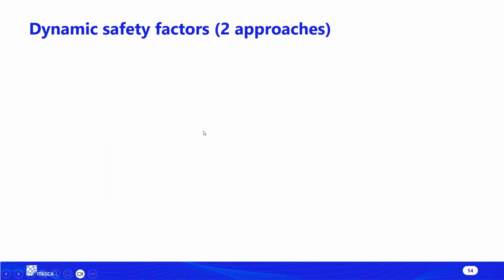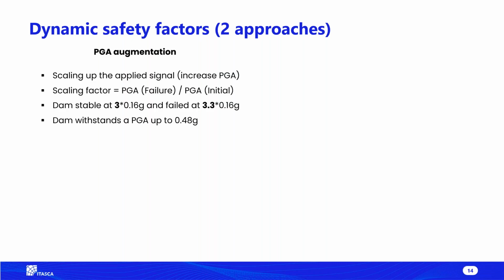Now for the dynamic safety factor calculation. Here it's used to quantify the dynamic resistance of this studied dam. We have two approaches that we used. The first approach is the PGA augmentation. This approach is based on the fact that the applied signal is scaled up gradually. So we increase the PGA gradually. It's multiplied by a scaling factor. Here the scaling factor is equal to the PGA at failure divided by the initial PGA, which is equal to 0.16 G in our case.